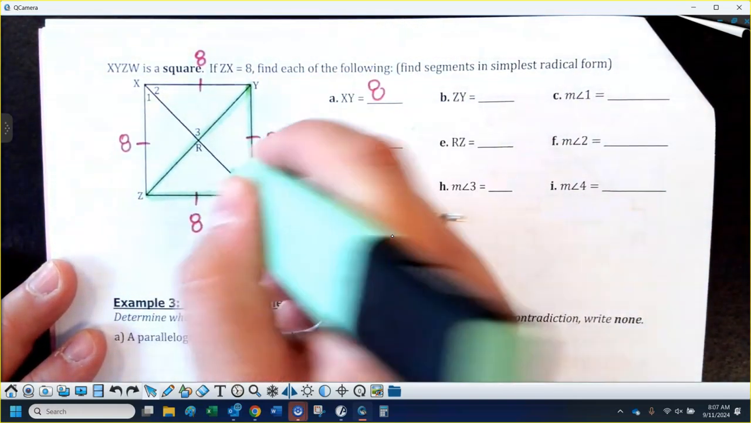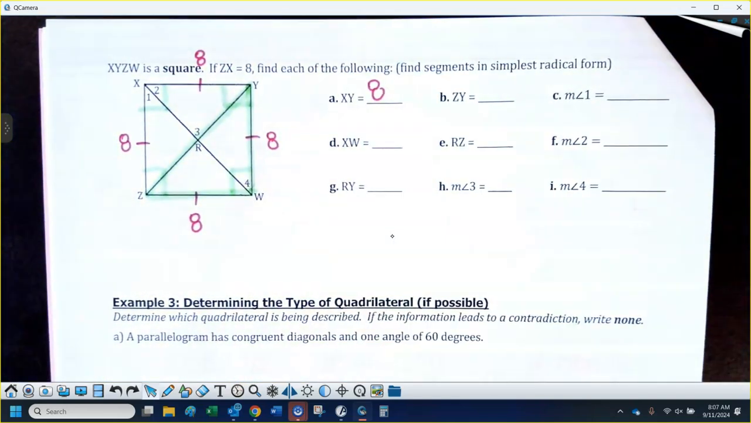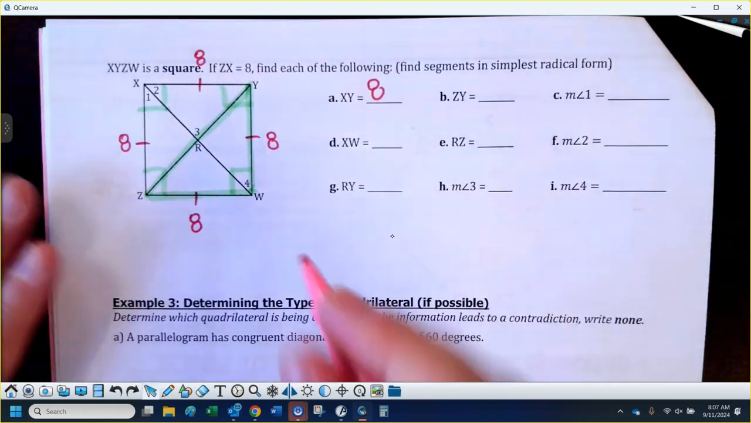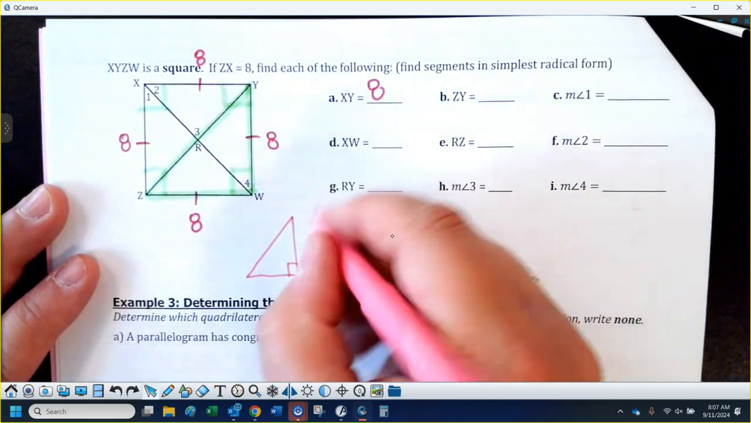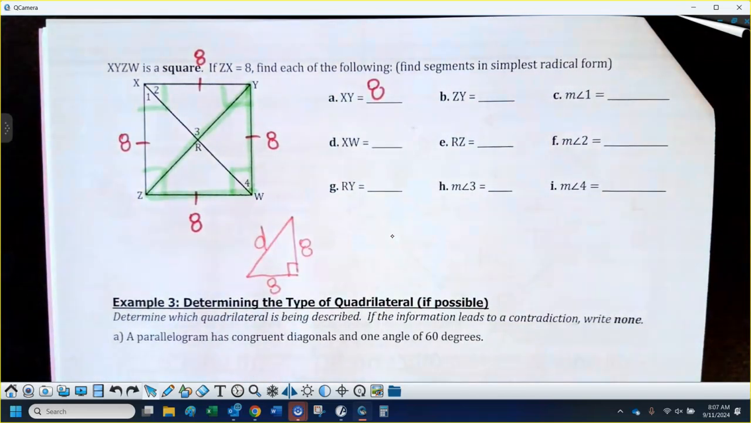If you have a square, the angles in the corners are all 90 degrees here. If I want to find Z to Y, that's one of the diagonals, and both diagonals will be the same. We're going to do just a little Pythagorean theorem again. This one's a little trickier though because it's not a nice number. So I've got 8 and 8, and I'll just call that my diagonal.